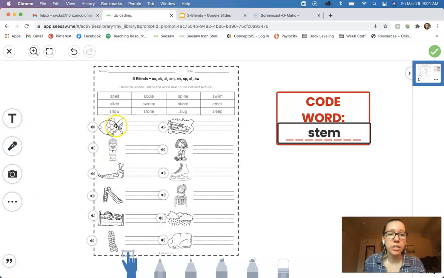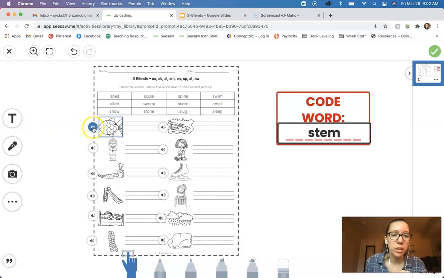So each of these pictures has a matching word in the word bank, okay? So up here at the top we have the words spell, slide, snow, scale, sweep, stone, spine, skate, slug, swim, smell, and sleep. All of these words have an S blend at the beginning, SC, SP, SL, etc. Your job then is to match the word to the picture. Now you can look at the pictures and try to figure out what they are on your own, or you can listen to the word that matches.